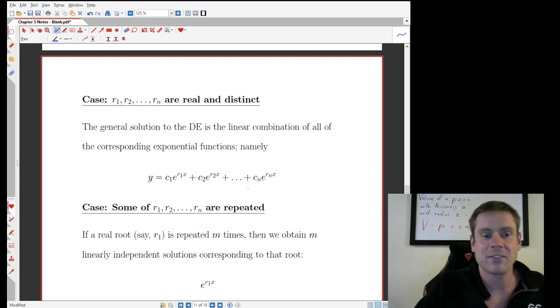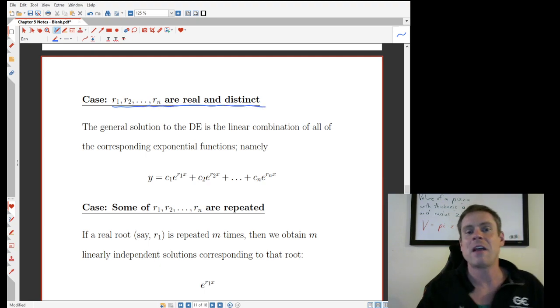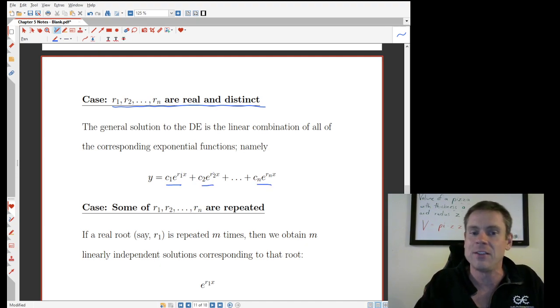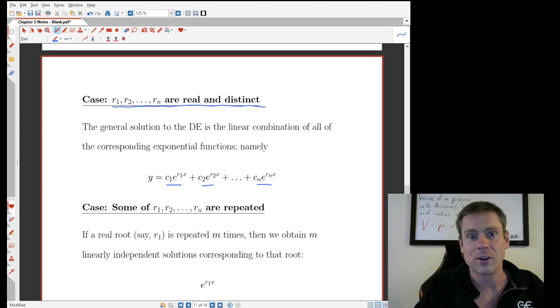So the first case is the easy, straightforward case. That's the case where all the roots you get are different and real. In that case, you just get the corresponding exponentials, and the general solution is a linear combination of all of them. So e to the first root x, e to the second root x, e to the nth root x, and you add them all up and put arbitrary constants in front of all of them. That's as easy as it gets. So that's that, and we're moving right on to the second case.